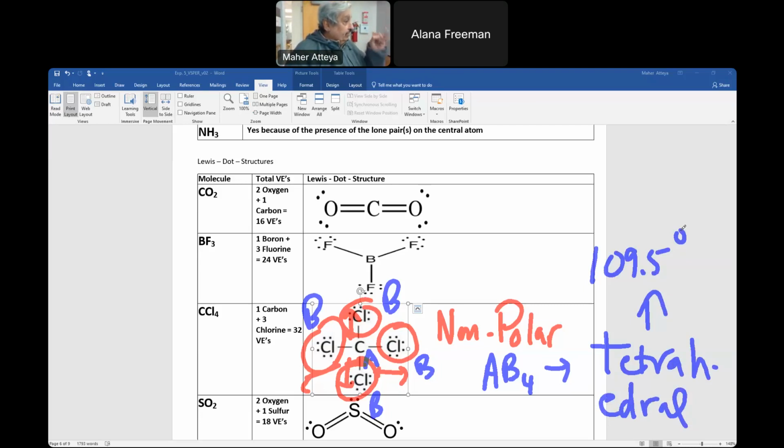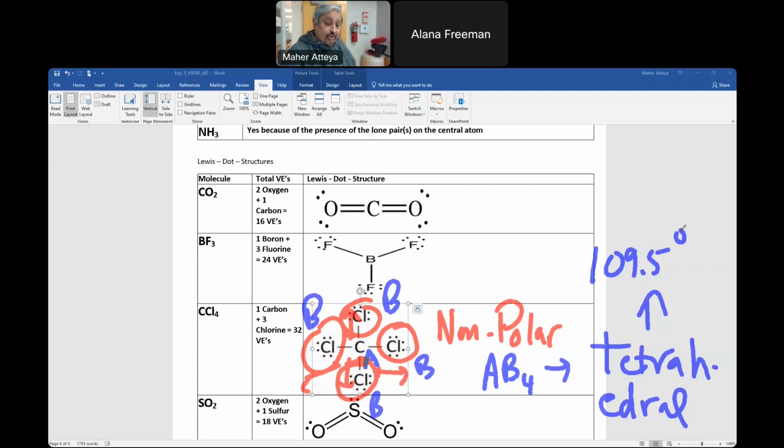Correct, guys? So we went through AB2, no lone pair on the central atom. That's linear, 180 degrees. Depending on the atoms, it can be polar or non-polar, correct? We went to AB3. We said it is trigonal planar. If the atoms are equal, they will be non-polar, and the angle is 120. We went to AB4, correct? If the atoms are the same, it will be non-polar, and the shape of the molecule is tetrahedral.